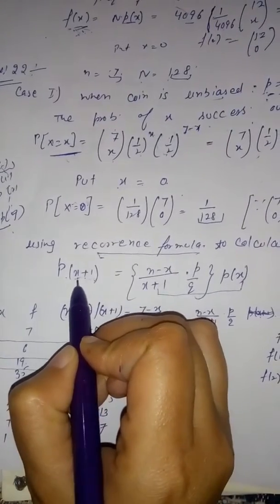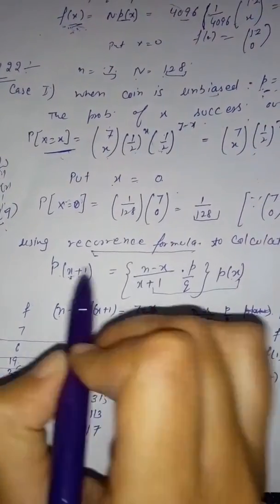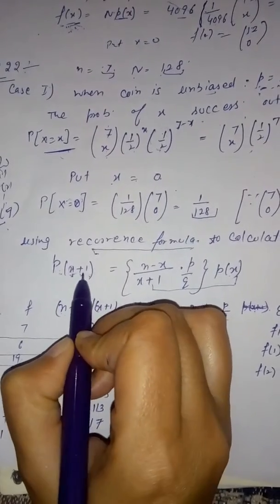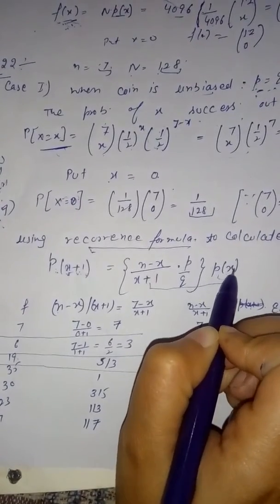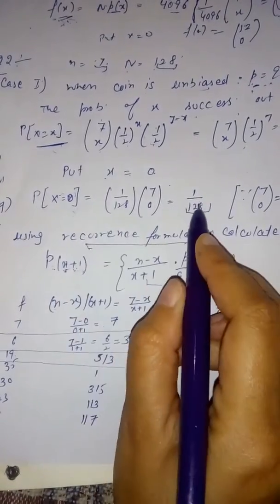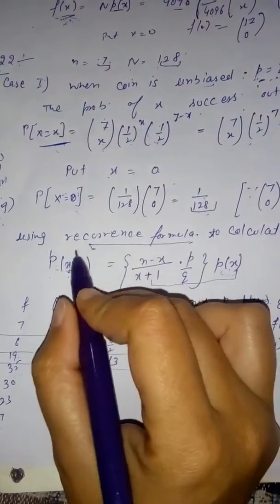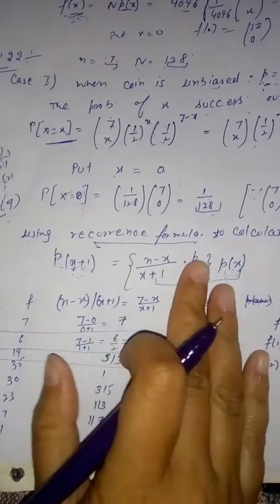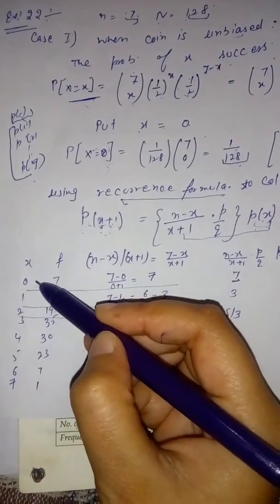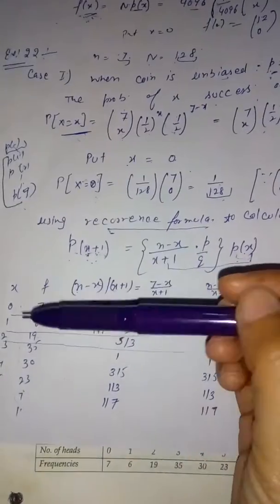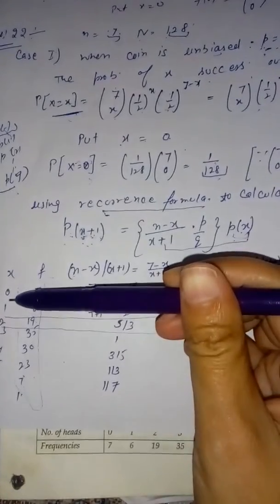When I put x equal to 0 in this formula, I get p1. So here is p1 and here is p0. First of all I find the value of p0, that is 1 by 128, and the rest of the probabilities p1, p2, p3, p4 are found by using these formulas. For simplicity, I create a table. I write here x equal to 0, 1, 2, 3, 4, 5, 6, 7 because the coin is tossed 7 times, so the values of x are 0 to 7, and the values of f are given in the question corresponding to these values of x.